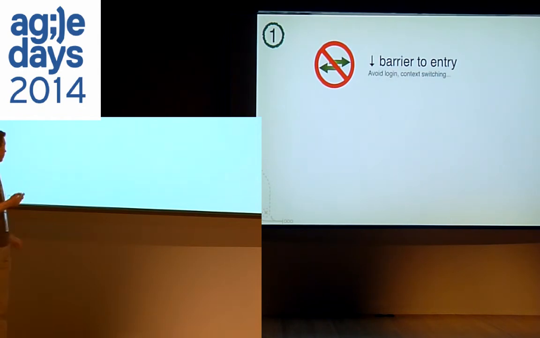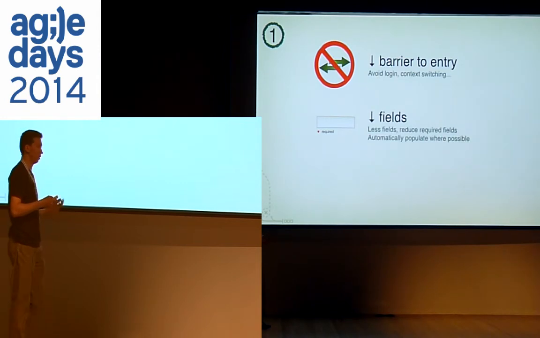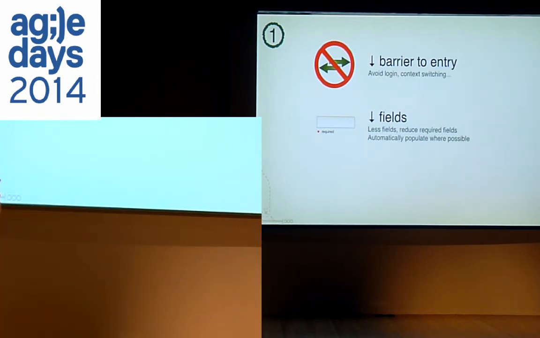Second principle, reduce the number of fields for submitting the feedback. You need to question every single field, and especially what you think are the required fields. Ask yourself, do I really need that data? And what am I going to do with this information that I collect? Also try to collect automatically as much information as possible.